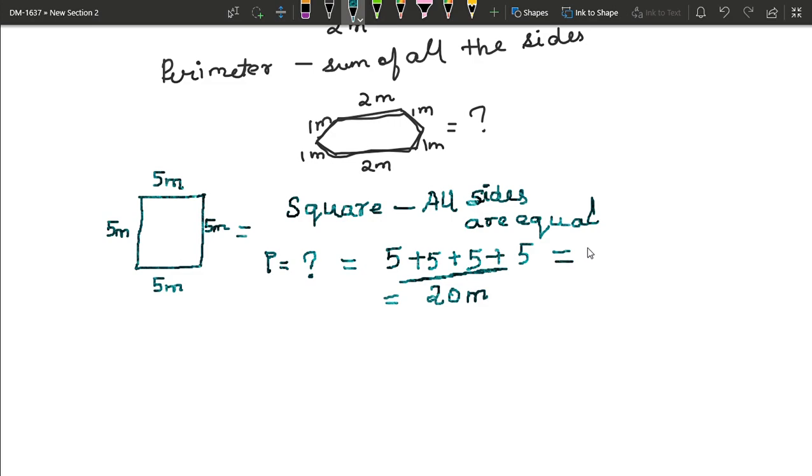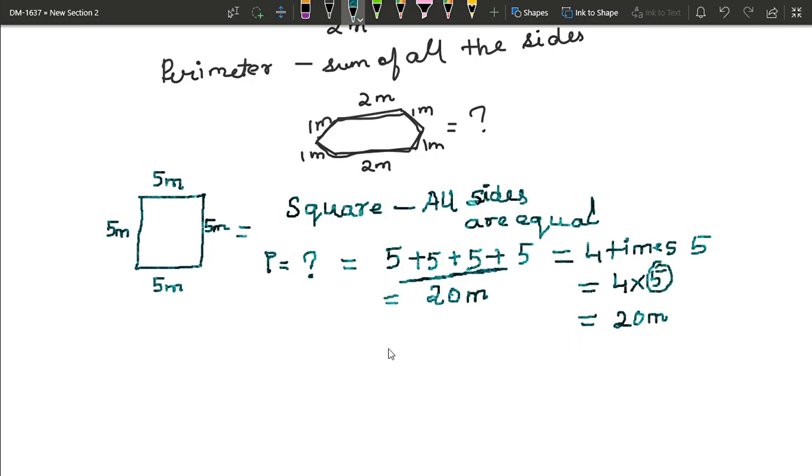Can I also write this as 4 times 5? Yes. So, I can write this as 4 multiplied by 5. That is giving me 20 meter. So, what is this 5 meter? This is basically the side of the square.